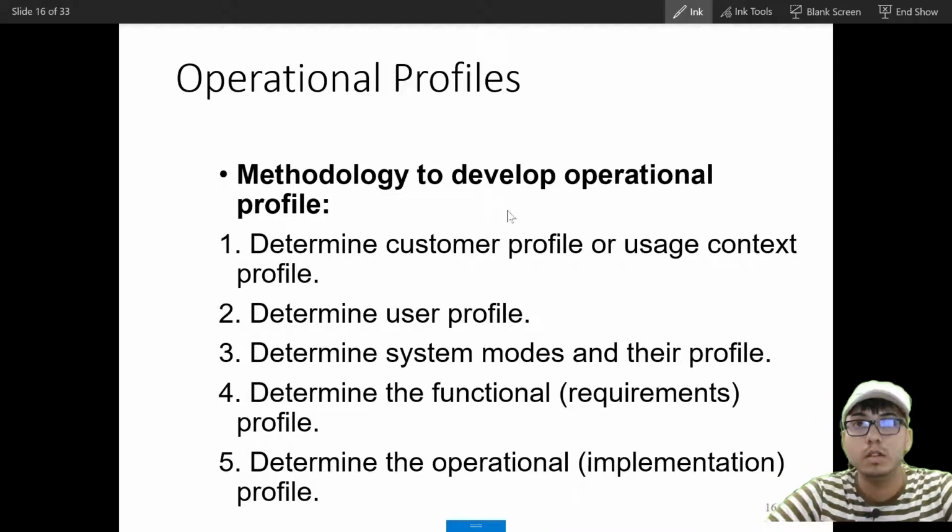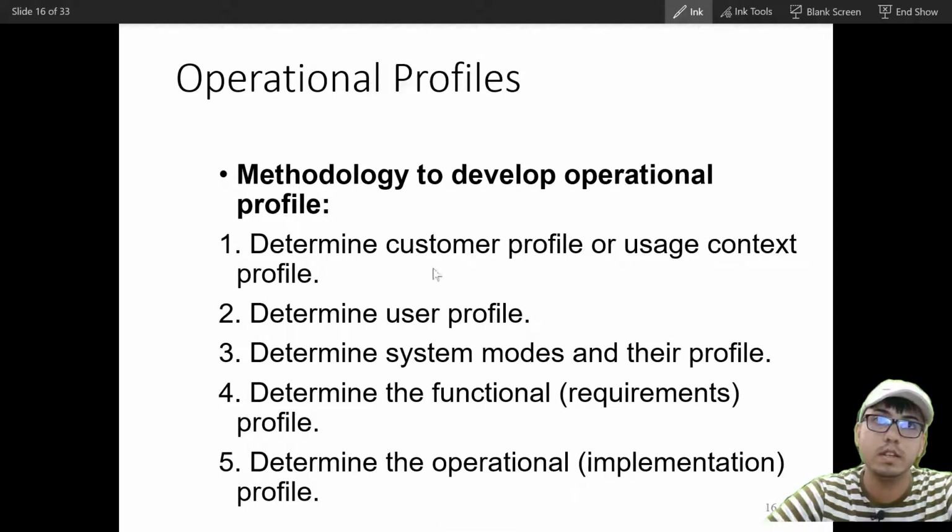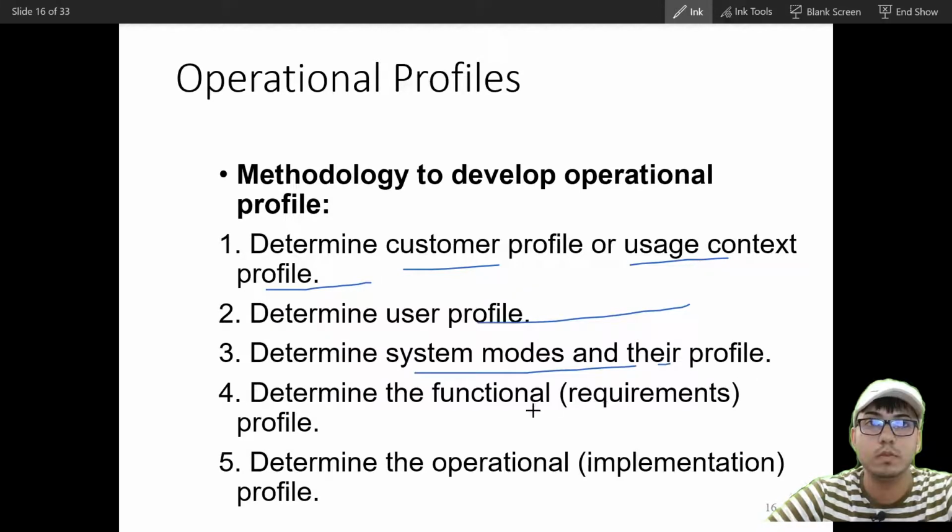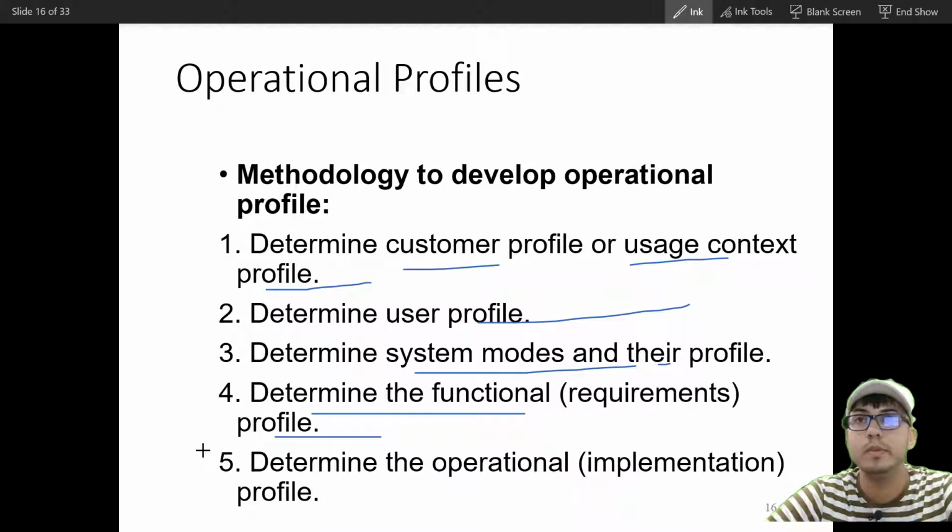This is the methodology to develop an operation profile: determine the customer profile or user's context profile, determine the user profile, determine the system modes and their profile, determine the functional requirement profile, determine the operation implementation profile.